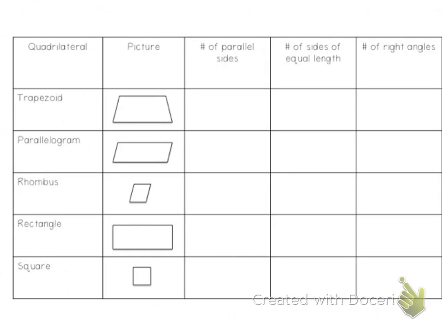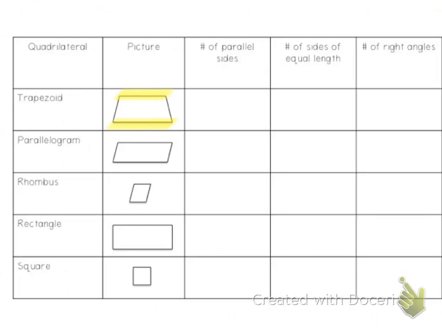So we're going to look at the names of some different quadrilaterals and then whether or not they have parallel sides, sides of equal length, or right angles. So the first one is a trapezoid. And when we look at this trapezoid, we can see that the top line and the bottom line are parallel, but the right and the left are not. If I were to continue these lines, they're eventually going to intersect.